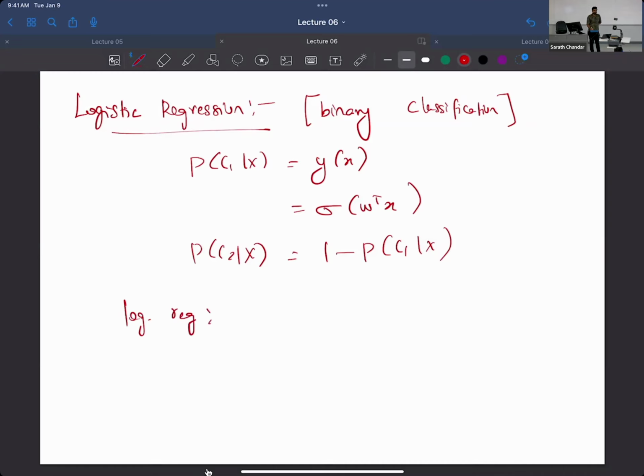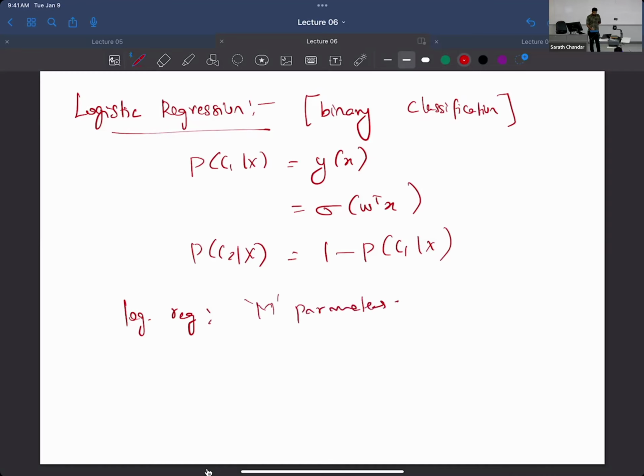So how many parameters are here? What is T? So what is the dimensionality of the W vector? Is it the amount of features? Yes, it's just the number of features, right? You could make it M plus 1 if you want to consider the bias as well, but let's just say M parameters. Okay.